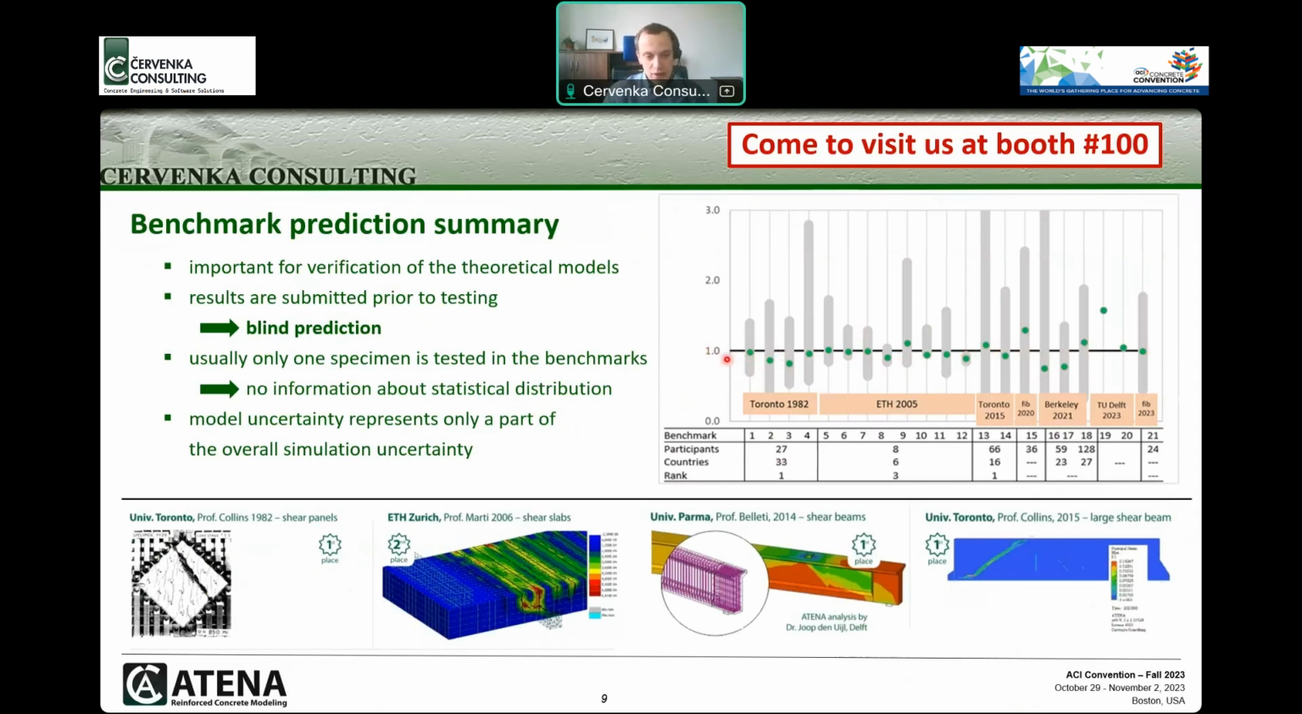This means the actual experimental results are shown here as 1, and the range of other participants who submitted their prediction is represented by this gray error bar. So you can see in many cases we are close to the actual experimental results, and with the exception of a few cases, if the prediction was not so good, it was at least on the conservative side.